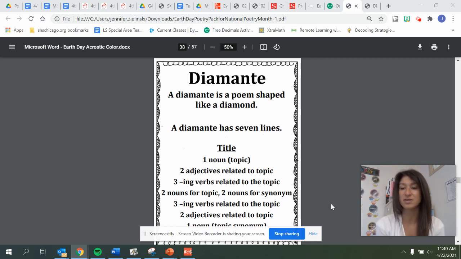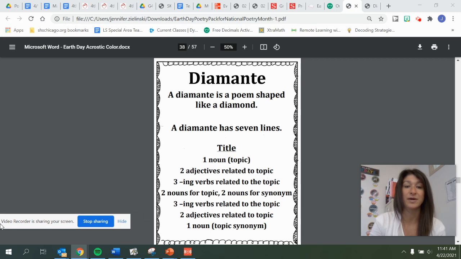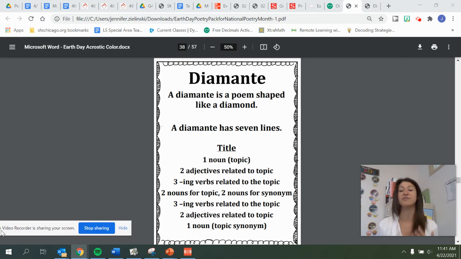We want to think about some of these issues as we're writing a poem I'm going to introduce to you called a Diamante poem. A Diamante poem is a poem that is shaped like a diamond. It has 7 lines, and it's very specific as to what words you're going to place in there. And when you're done, you'll see that it's in the shape of a diamond. I'll show you an example and also provide you with a word bank.